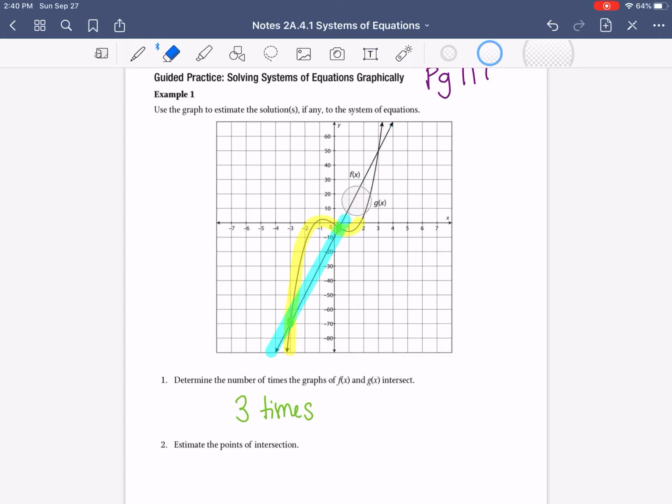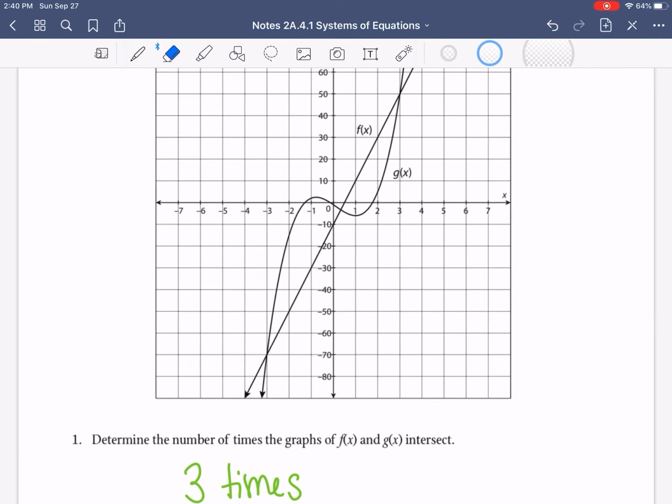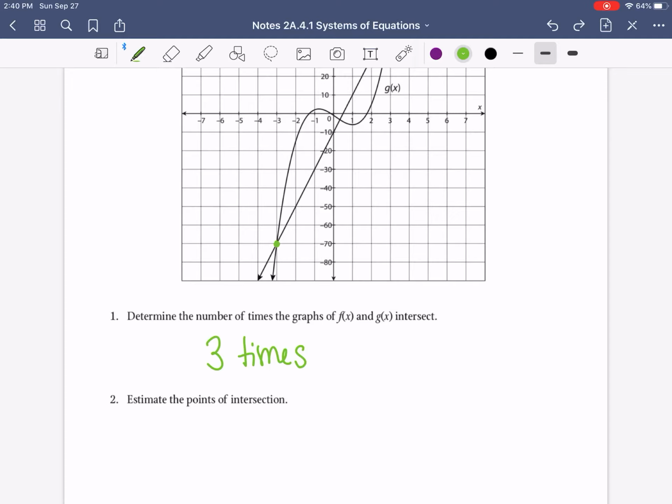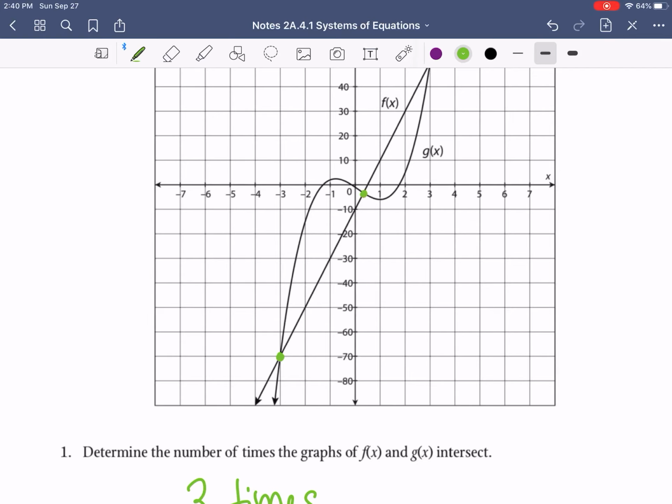I'm going to erase what I got going on here so we can maybe tell a little bit better. I'm going to start from the left and work my way positive. So this one down here, it looks like it hits pretty evenly at -3, -70. So I think that one looks pretty good at -3, -70 for my estimation. This middle one, though, if you notice, doesn't hit exactly at a nice little grid mark.